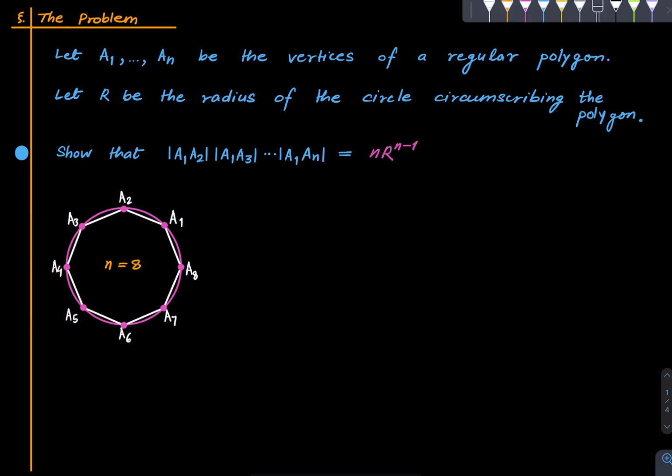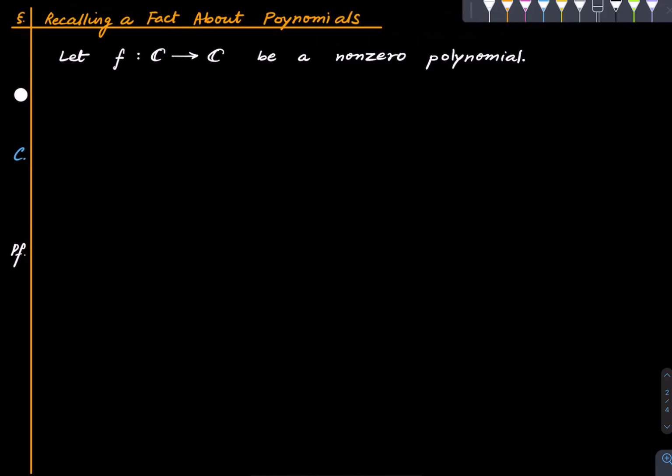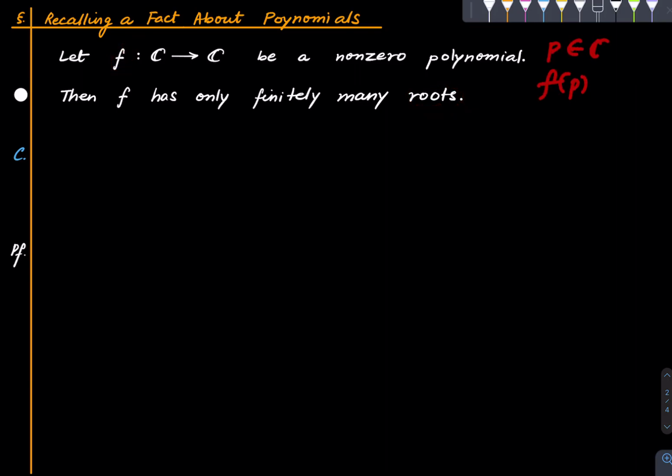Before we go to the solution, we recall a fact about polynomials. Suppose we have a non-zero polynomial, then it has only finitely many roots. If it were a constant non-zero polynomial, then it would have no roots. What are roots? Roots are the points where the polynomial vanishes. So p in C is a root of f if f of p is 0. What we are saying is that a non-zero polynomial has only finitely many roots. In fact, what we showed was that if you have a polynomial of degree n, where n is a positive integer, then it has at most n roots.